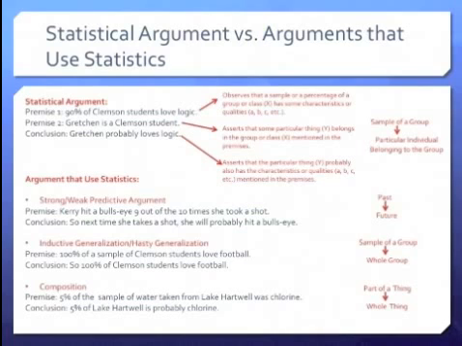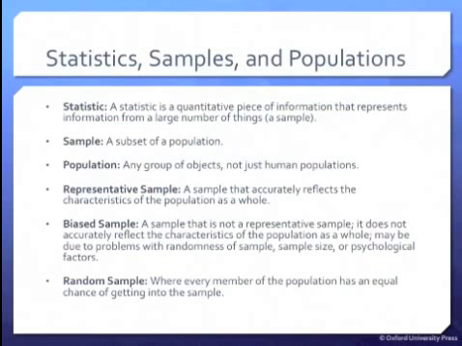So let us now turn to understanding statistics and how they are evaluated when considering the strength of statistical arguments and arguments that use statistics. A statistic is a quantitative piece of information that represents information from a large number of things, or a sample. A sample is a subset of a population, and a population is any group of objects, not just human populations. The statistic gives us information either about a sample of a population or about the population itself.